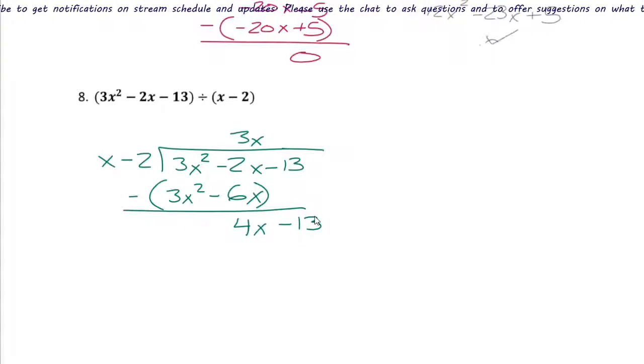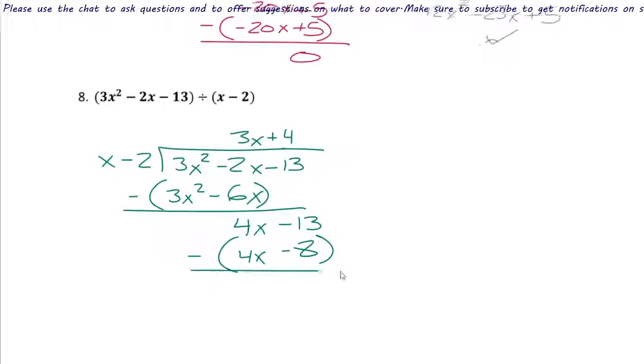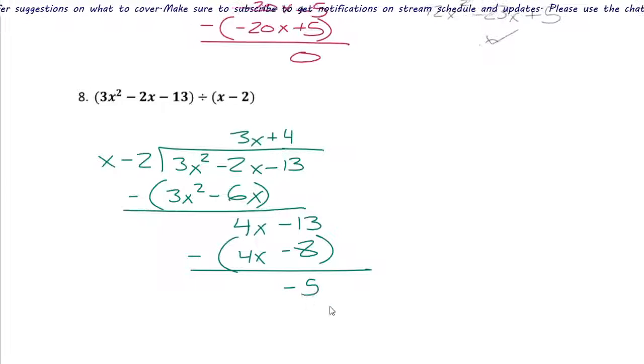So then what do I need to do? I need to multiply x by something to get to 4x. We're going to multiply that by positive 4. 4 times x is 4x. 4 times negative 2 is negative 8. Subtract. 4x minus 4x is 0. Negative 13 plus 8, because this is a double negative, so negative 13 plus 8 is going to be a negative 5. And this is our remainder.